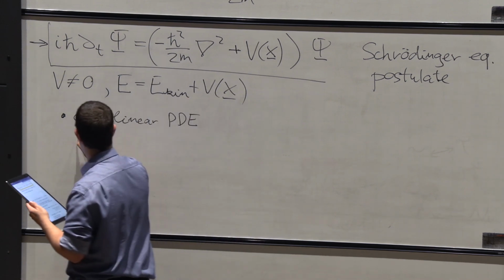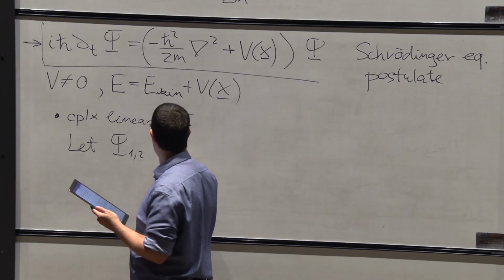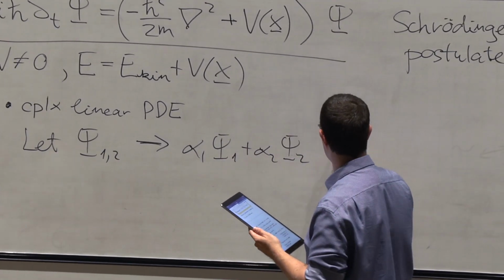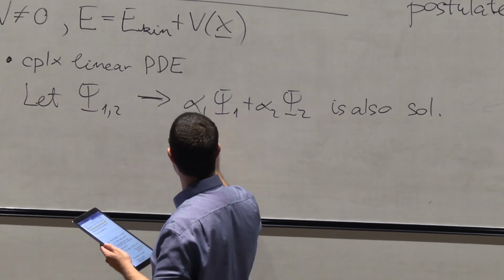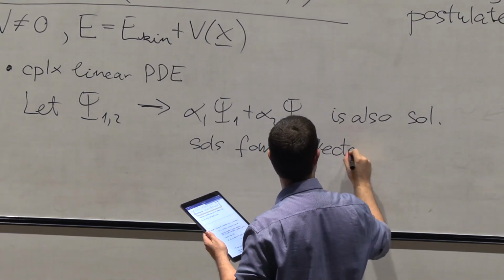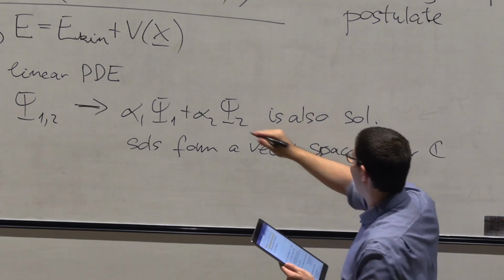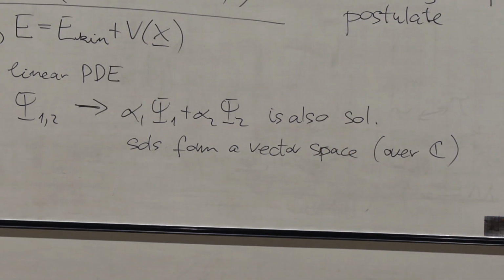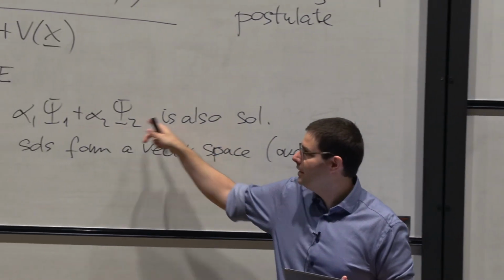Okay. So one important consequence of that is that if we have two solutions of this equation, then the linear combination of those solutions, alpha 1 psi 1 plus alpha 2 psi 2, is also a solution. And so what this means is that solutions form a vector space over the complex numbers C. So these alpha 1, alpha 2 can be complex numbers. Because the PDE is already complex, it doesn't make sense to restrict to just real numbers. Okay? And often, this vector space will be infinite dimensional. So you can take infinite linear combinations of solutions.